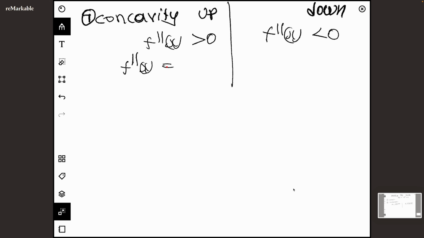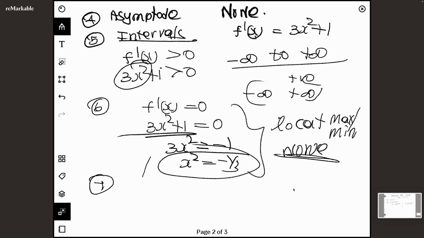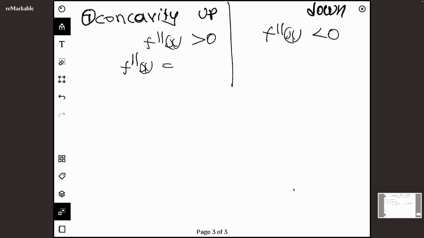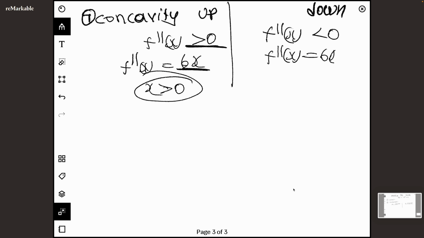Now f dash x is 3x squared plus 1. So f double dash, what will that be? 6x. f double dash x is 6x. So when will it be greater than 0? When the x value is greater than 0. When x is greater than 0, we can say concavity up is 0 to infinity. Here f double dash x is equal to 6x. Concavity is down when it is less than 0. So the x value can be minus infinity to 0.